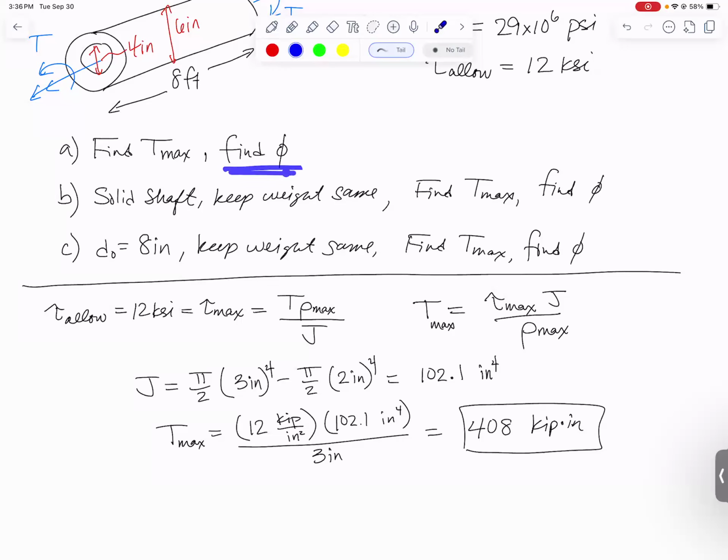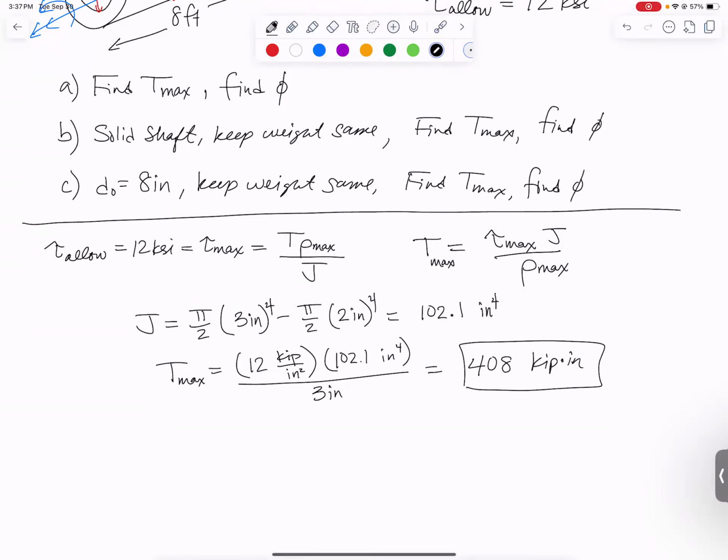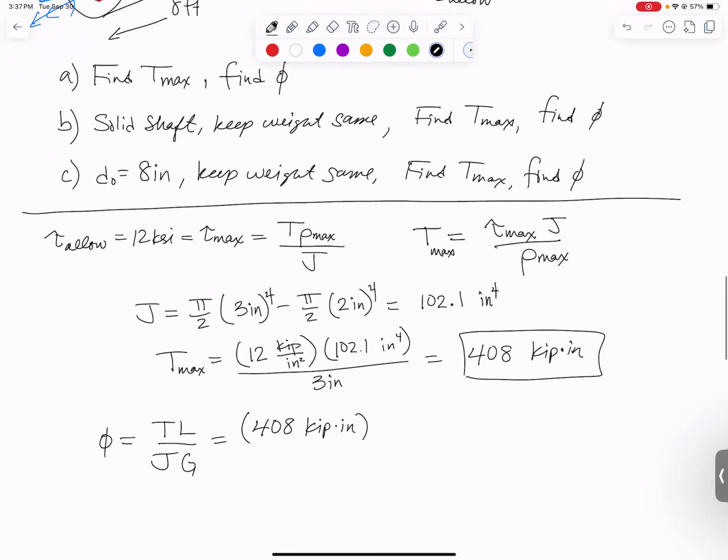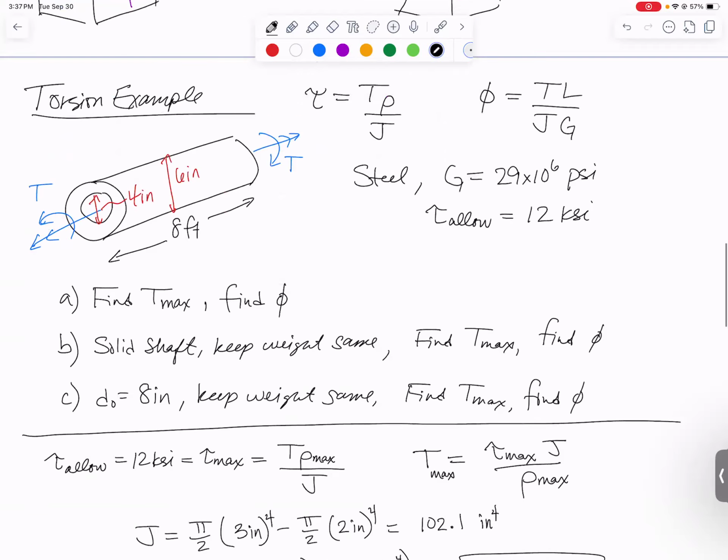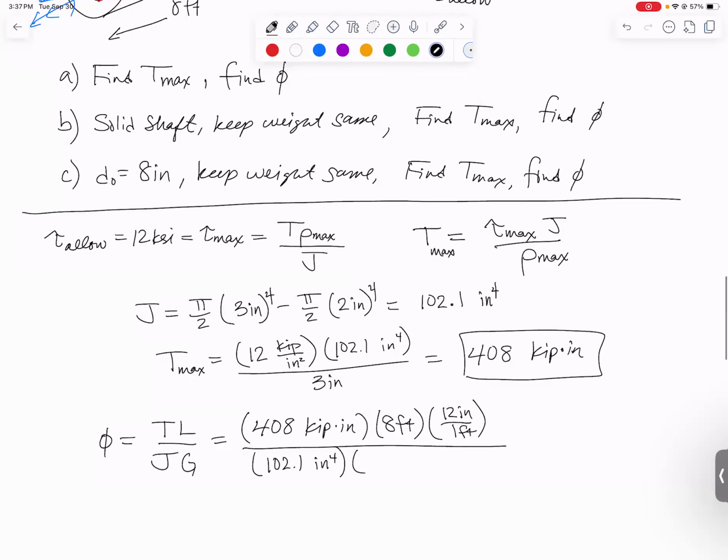Problem also wants us to find the angle of twist. Our equation for that is phi is torque times length over polar moment of inertia times G. I now know my torque is 408 kip inches. The length was 8 feet. Let's convert that to inches. There are 12 inches in 1 foot, so that conversion factor will get me into inches. And then in the denominator, I will have my J, 102.1 inches to the 4th, and G. G was 29 times 10 to the 6th PSI.